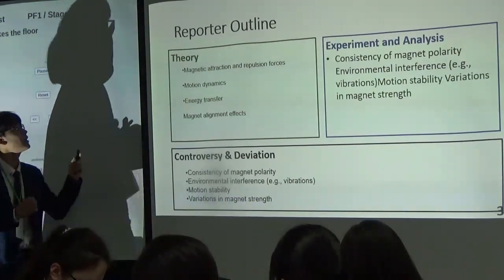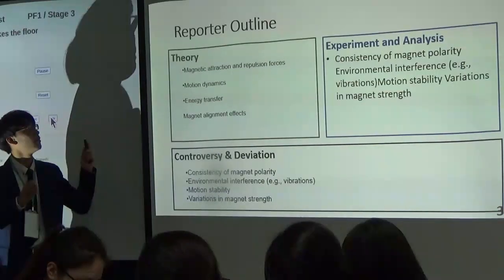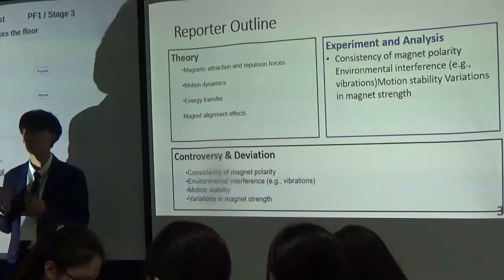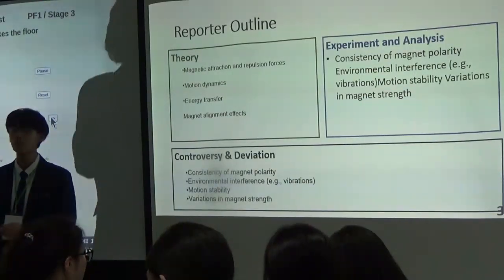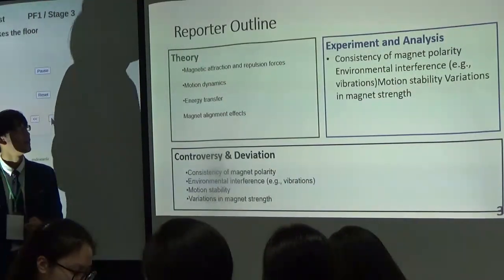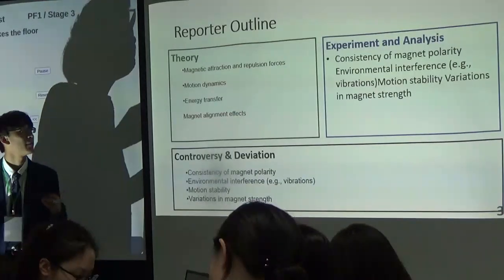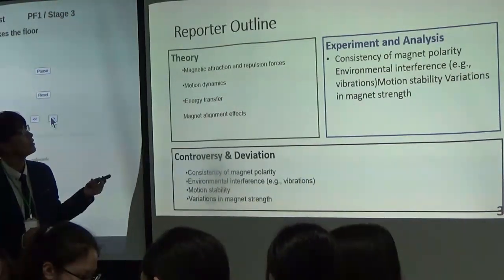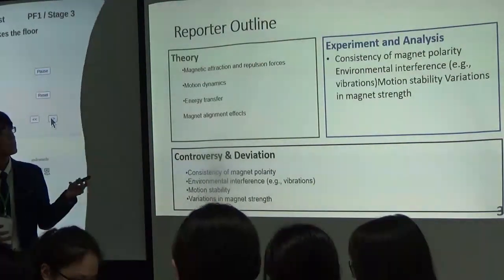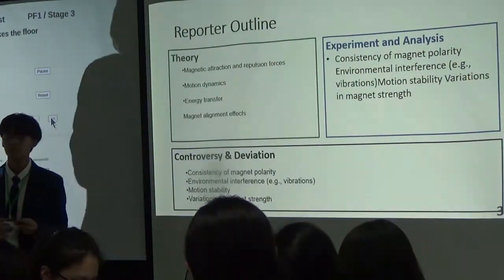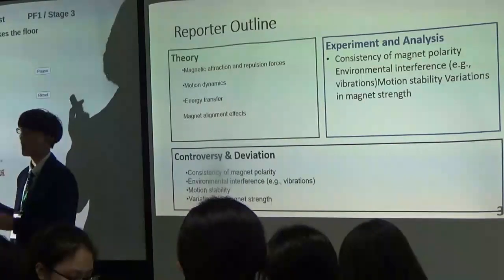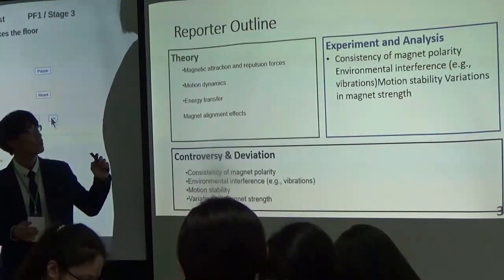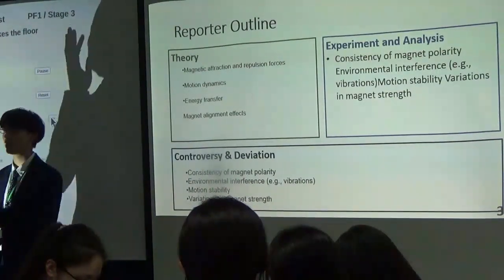His theory included the magnetic attraction and forces, and he also analyzed the motion dynamics of the moving magnet, and he also discussed the magnet alignment effects. And for experiments, he varied the length of the magnets, and we'll discuss the parameters of the opponent later.